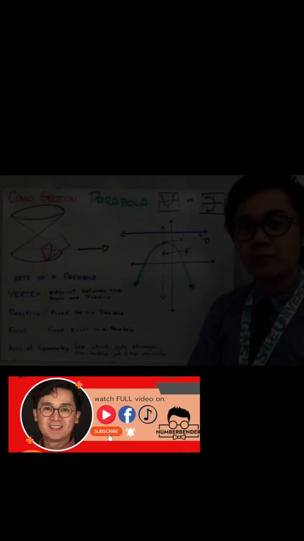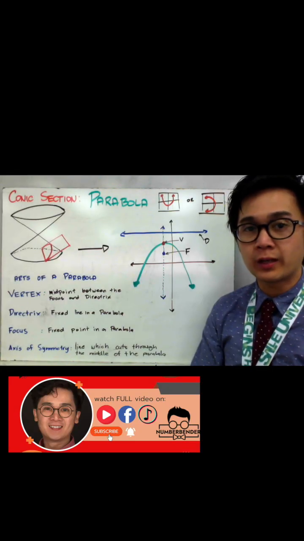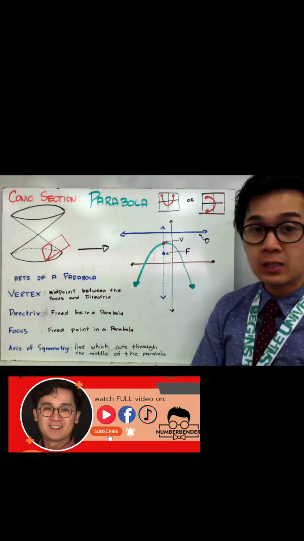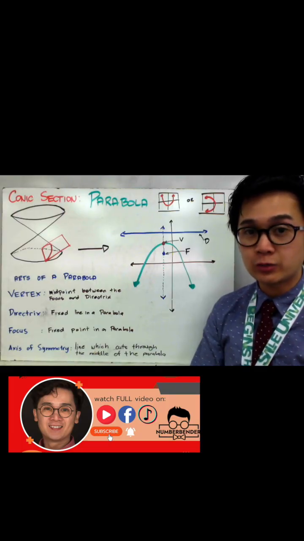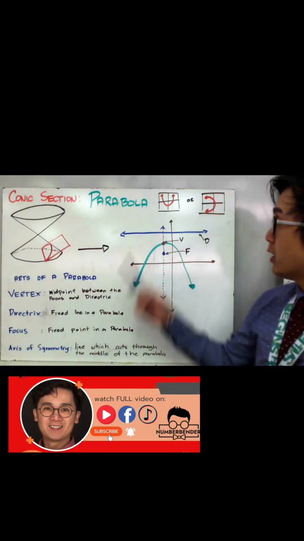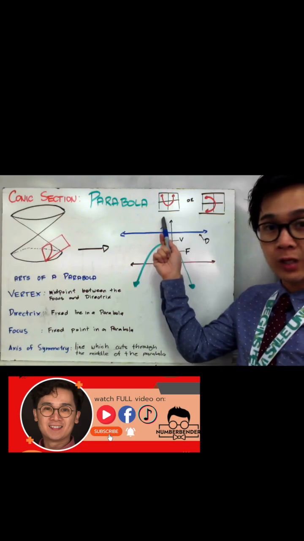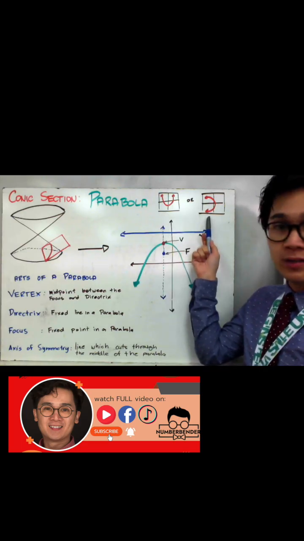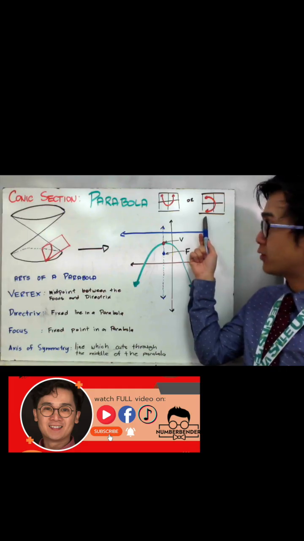Now, parabola is one of the conic sections that we're going to be working on in this unit. Parabola has two sets of equation because it has two sets of orientation. One is a parabola opening upwards and downwards, or opening vertically. The other one is a parabola that's opening sideways, which is to the left or to the right.